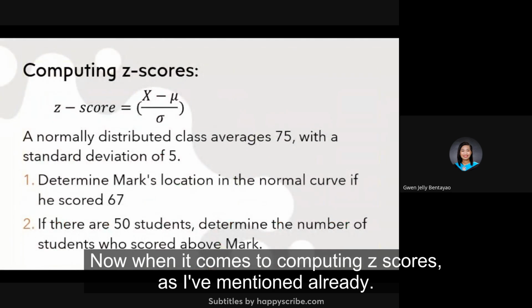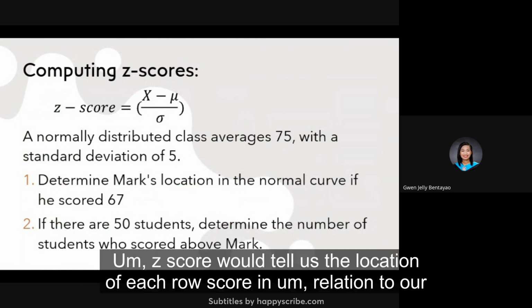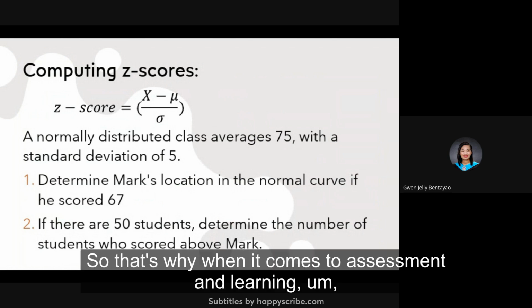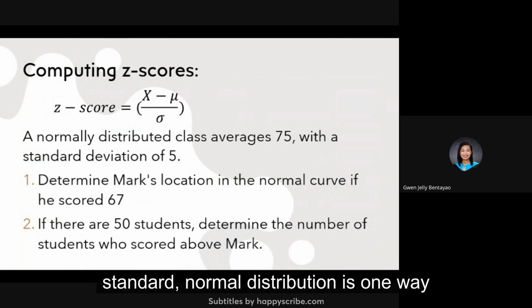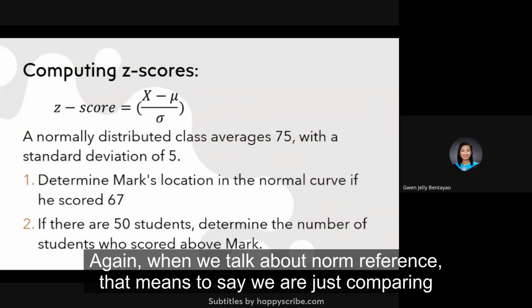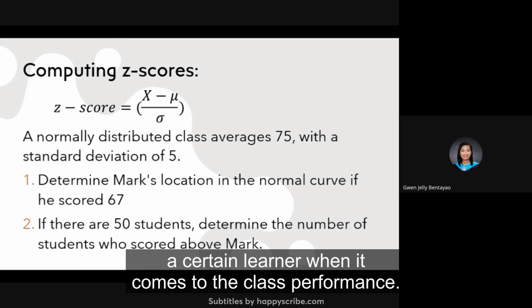When it comes to computing z-scores, as I've mentioned already, the z-score will tell us the location of each raw score in relation to our average and our standard deviation. So when it comes to assessment and learning, the standard normal distribution is one way to use norm-referenced data. When we talk about norm-referenced, we are comparing a certain learner to the class performance.